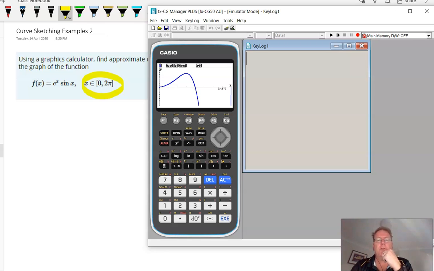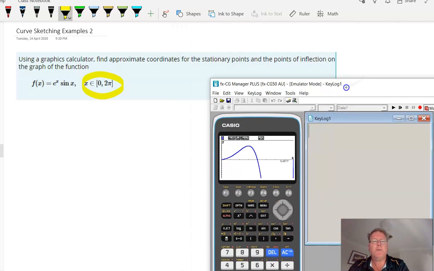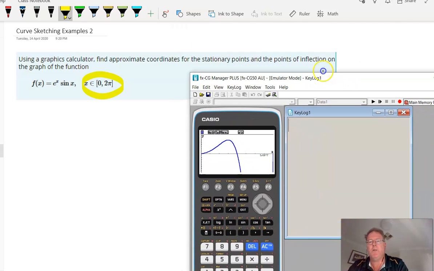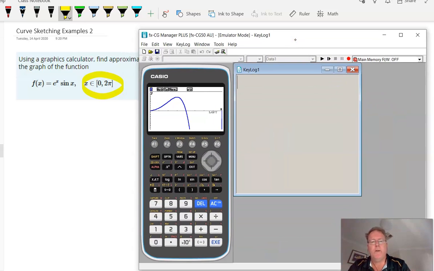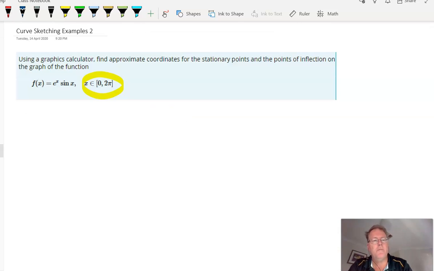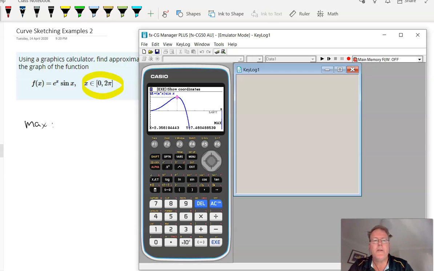So what we're going to do now is use the capabilities of the calculator to determine the points. So if you remember the question, we want the coordinates for the stationary points and points of inflection. The stationary points are pretty simple. All right, so we go G-solve F5, and we're going to find our maximum. There's the first one. So we have a maximum, 2.36 and 7.46.